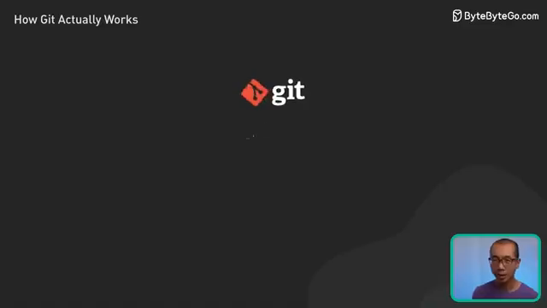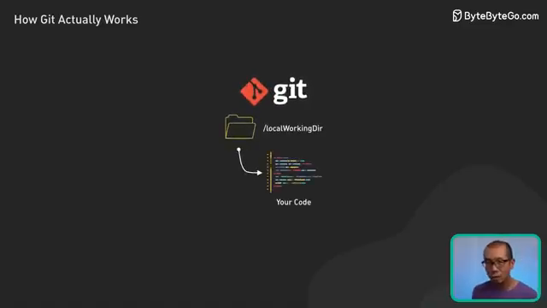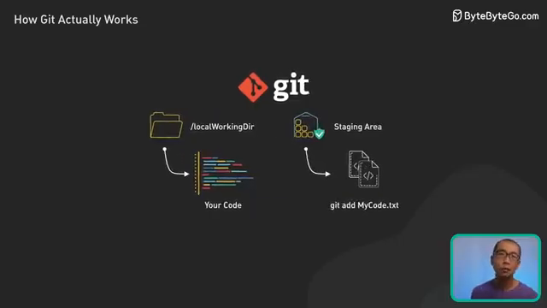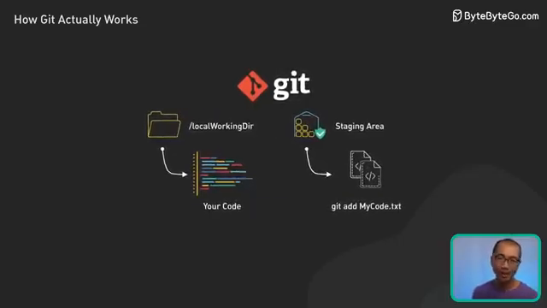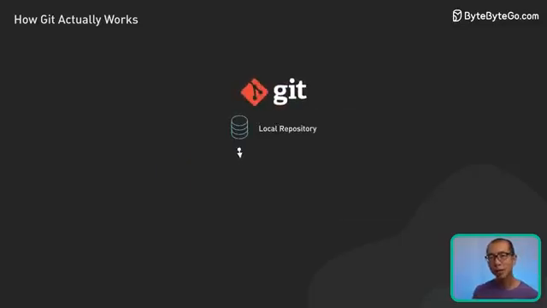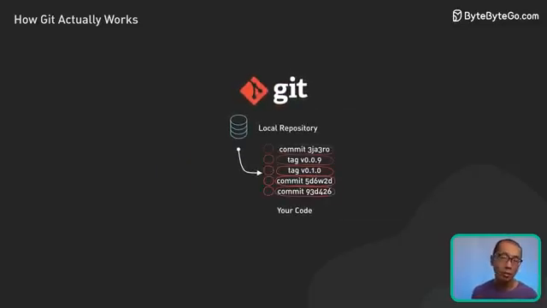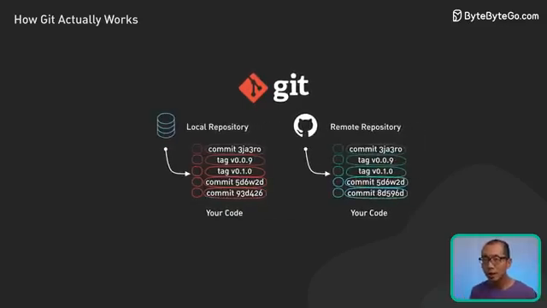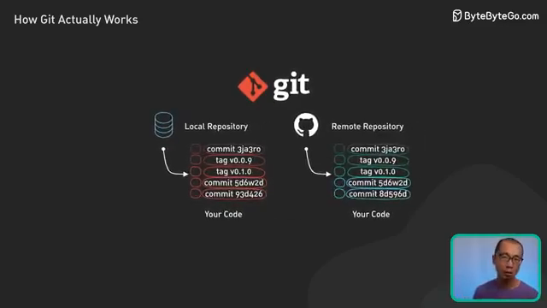The working directory, where we actively edit files locally. This is our playground. The staging area is a temporary holding spot for changes before committing. The local repository. This is where we store committed changes locally. The remote repository, a server like GitHub for sharing and backing up code.